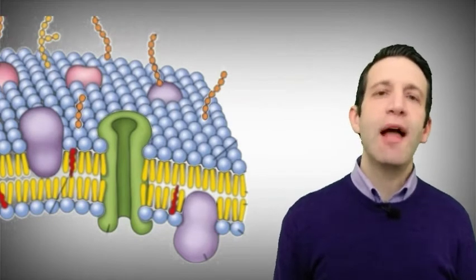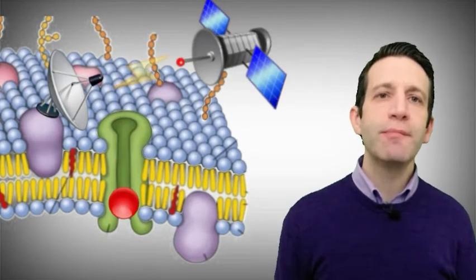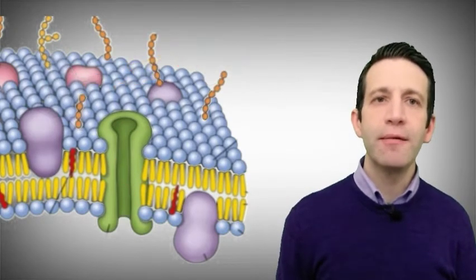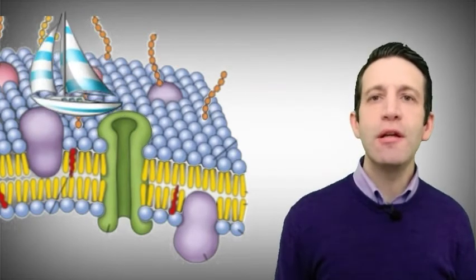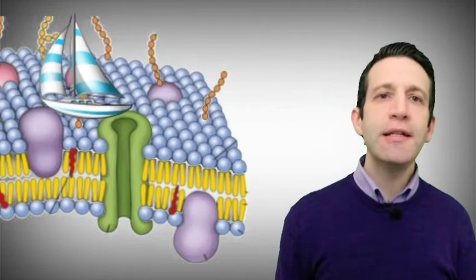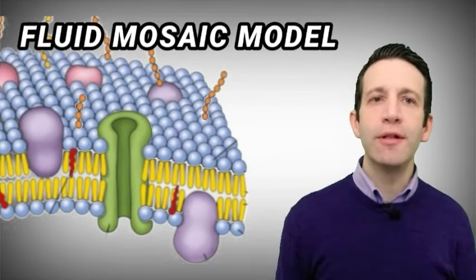These proteins have different functions, from sensing the environment to transporting molecules through the membrane. They actually look like floating on a large sea of phospholipids, and for this reason it is usually referred to as the fluid mosaic model.